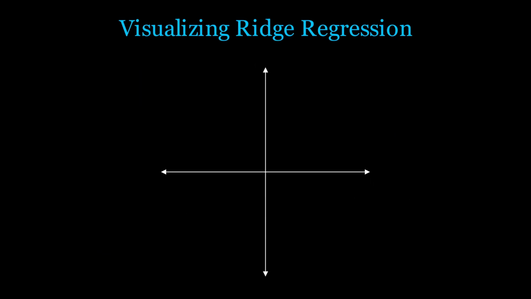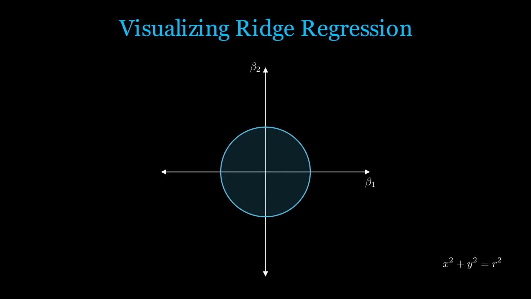To visualize what's happening, consider the case where we have just 2 coefficients, beta 1 and beta 2. Recall that a formula of the form x squared plus y squared equals r squared defines a circle centered at the origin. Replacing x with beta 1, y with beta 2, and r squared with the budget parameter s gives the ridge constraint, beta 1 squared plus beta 2 squared less than or equal to s. Any allowed pair of coefficients must lie inside this circle.